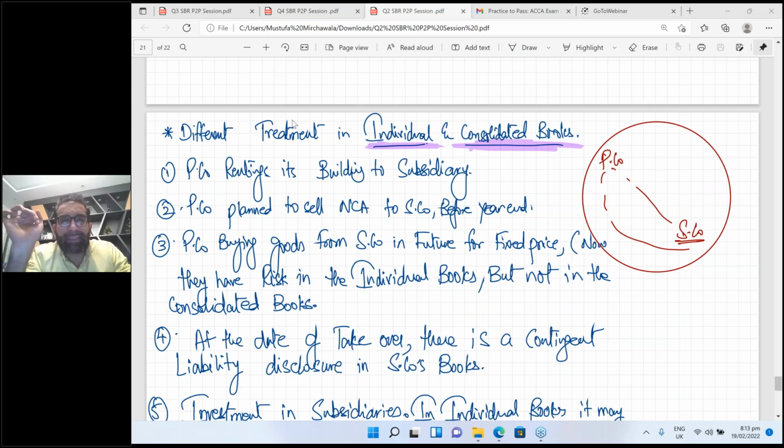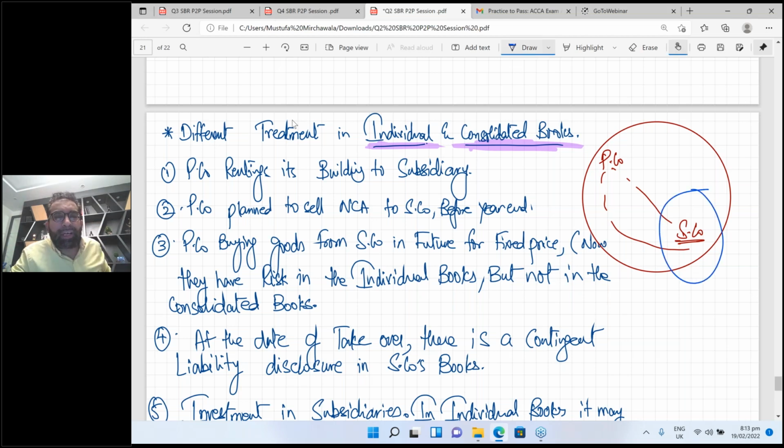Now, the question arises, sometimes when parent company acquires S company, S company has got a contingent liability disclosure in its individual books. Okay, so in the individual books according to IAS 37, it's okay because the outflow probability is only 30% or 40%, that means less than 50%. So in the individual books the disclosure accounting is perfect.